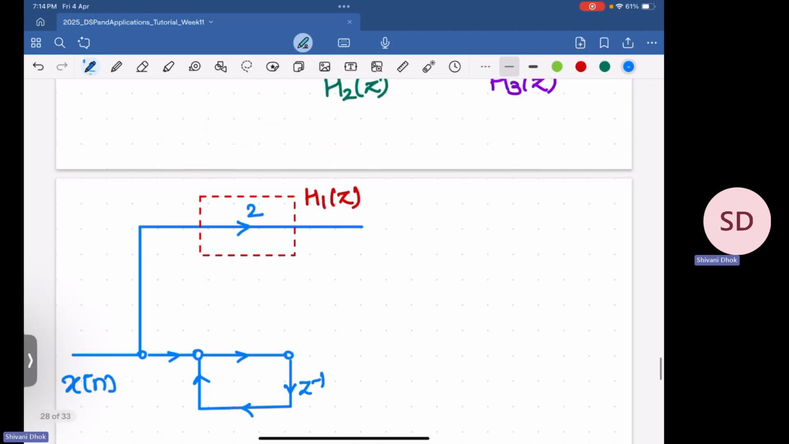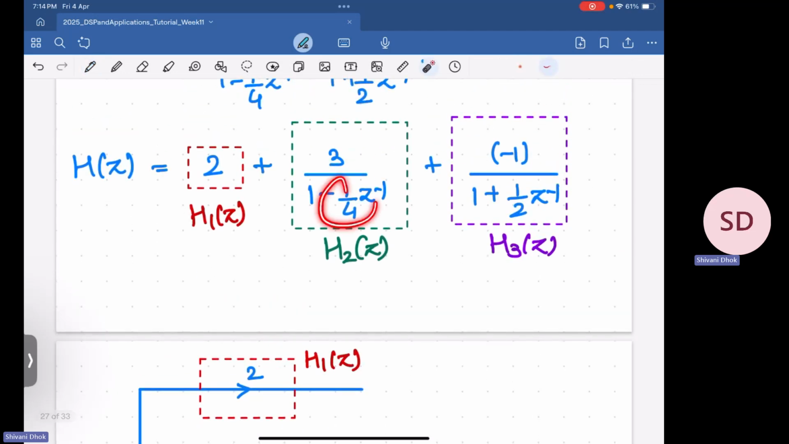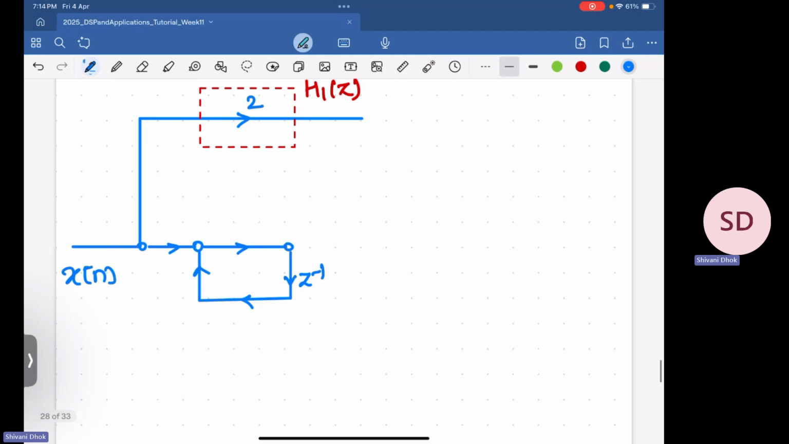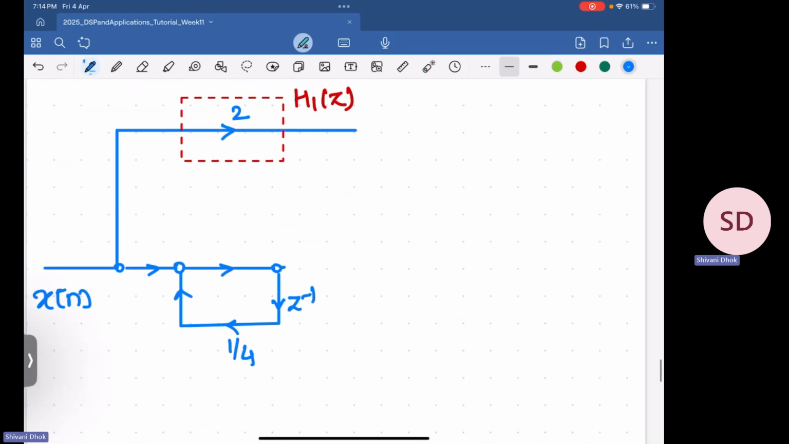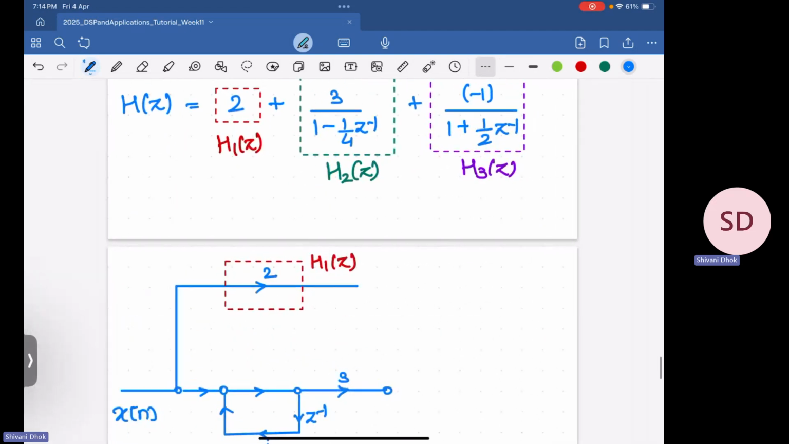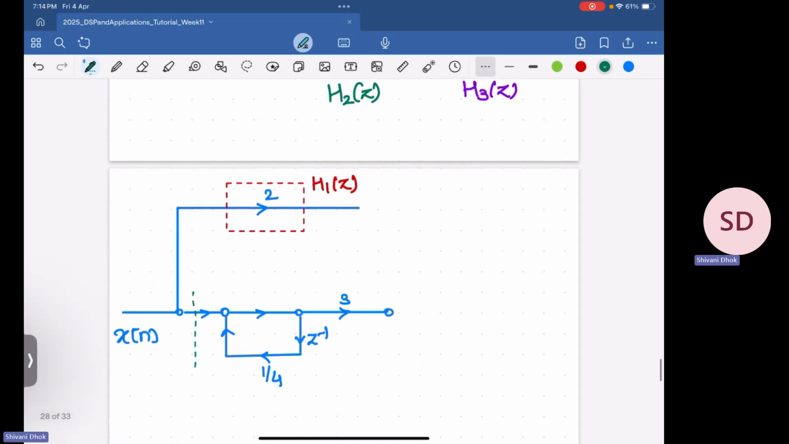We have a scaling here, and that scaling will be the negative of this quantity, that is 1 by 4. So we have 1 by 4 here, and now this gets scaled by a factor of 3 in the numerator. So we have scaling by 3 in the numerator. So this part, whatever we have realized just now, this part here is nothing but my h2 of z.